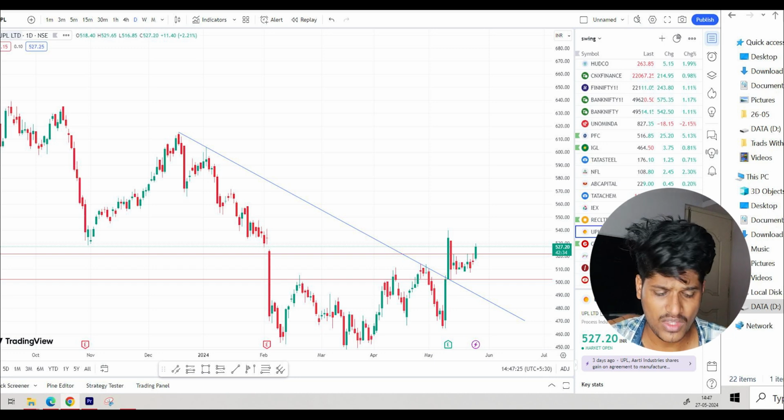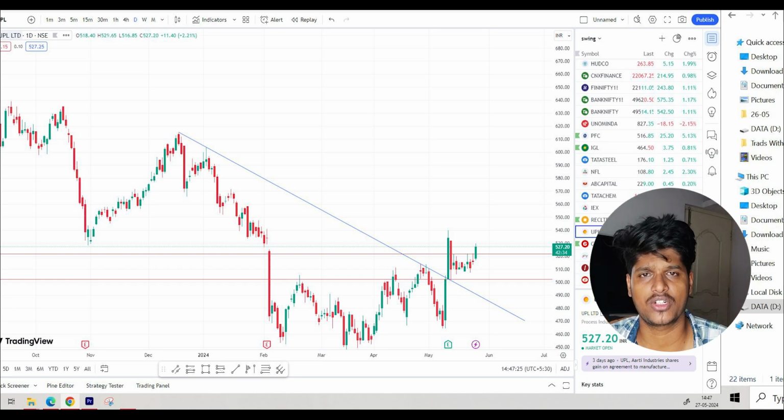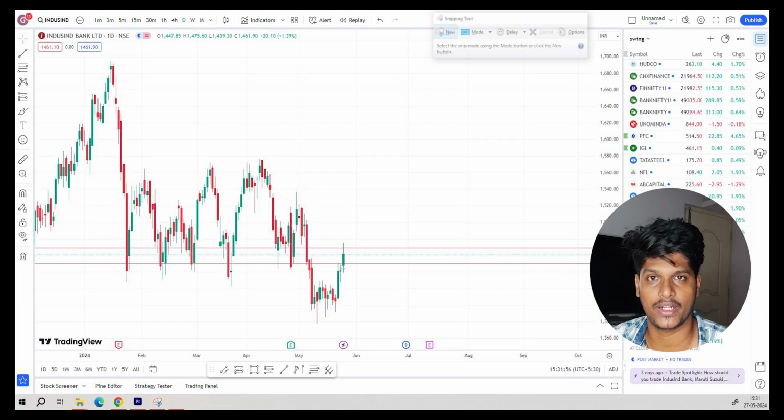One advantage that we can capture in swing trading is the morning momentum. As soon as the market opens, the stock made a 2 to 3% and 3 to 4% high in one single candle. That momentum we could capture only if we trade with swing trading. So that is the advantage of swing trading.